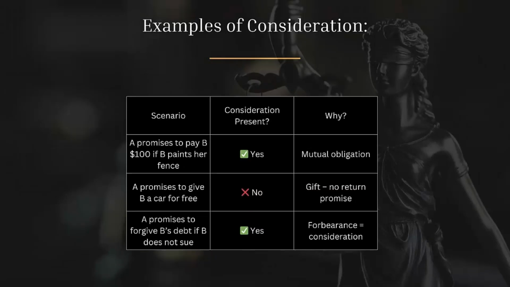Examples of consideration. Scenario: is consideration present? Why? A promises to pay B $100 if B paints her fence. Yes. Mutual obligation. A promises to give B a car for free. No. Gift, no return promise. A promises to forgive B's debt if B does not sue. Yes. Forbearance equals consideration.